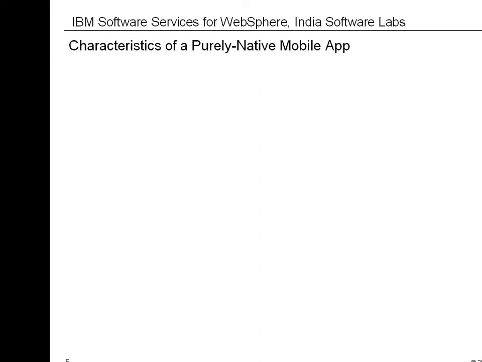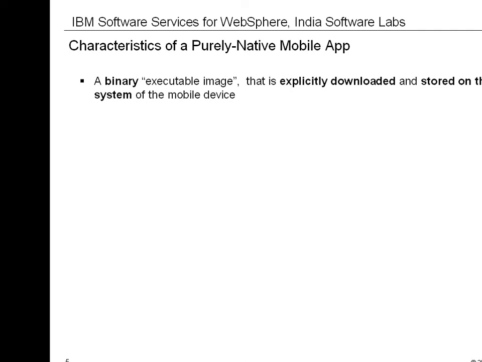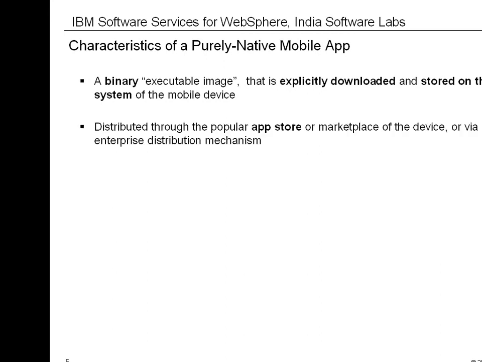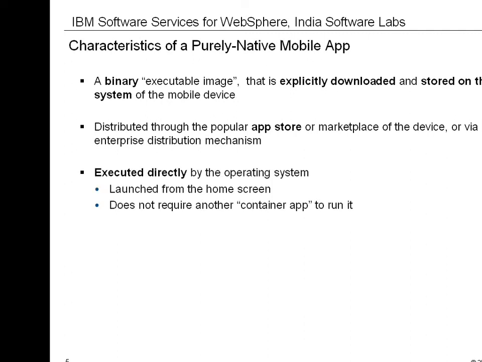So in this slide, I try to summarize the most prominent characteristics of native applications. First of all, native applications have binary executable files that are explicitly downloaded to the device and stored there. The installation process could be initiated by the user or in some cases by the IT department of an enterprise. The most popular way to get native applications is by visiting an app store like iTunes or Android Marketplace. But mobile operating systems also provide additional methods to get the app onto the device.